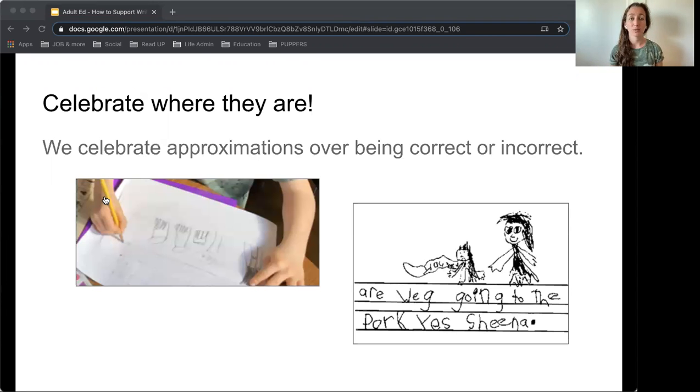First, we want to celebrate the writers where they are today. We want to celebrate their approximations, things that they have seen, and things that they are trying. Approximations might look like sound spelling, hearing more sounds in words, using finger spaces, brainstorming, or quick sketching their ideas across the pages. Wherever they are, we celebrate their efforts rather than being correct or incorrect.